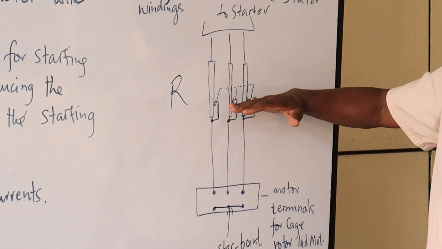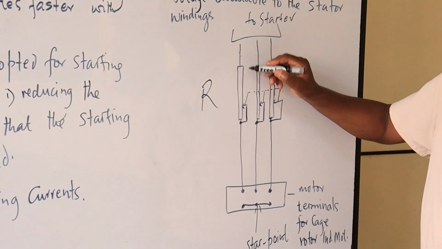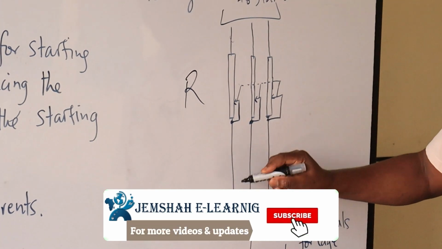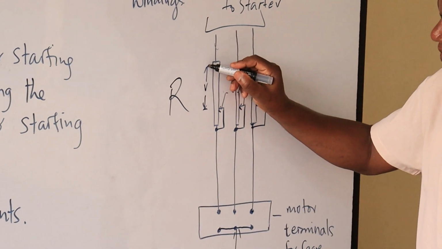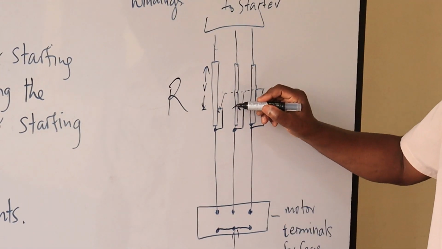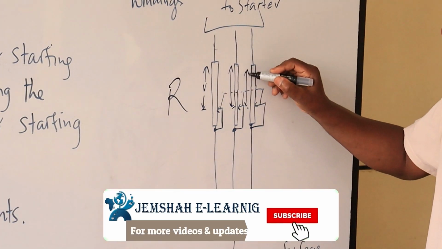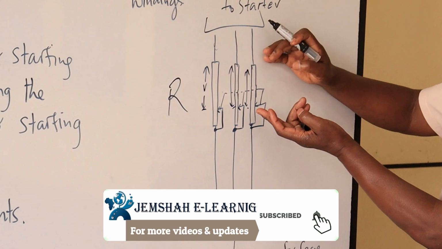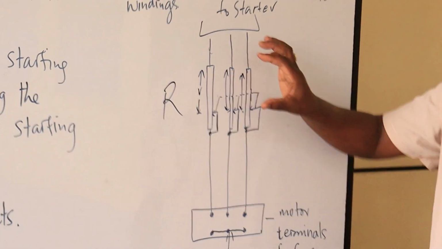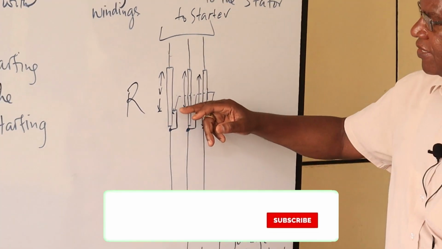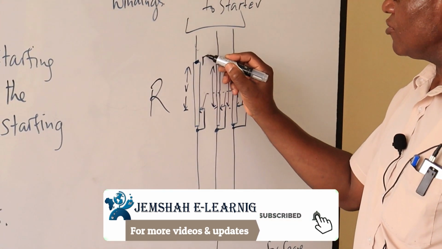Then this resistance is gradually reduced. As you can see, the current will be flowing through there, then through this arm here, and down to the motor. So there'll be a voltage drop across the resistor, and the balance will go to the windings of the motor. And then the value of this resistance is gradually reduced until we reach what we call the run position.